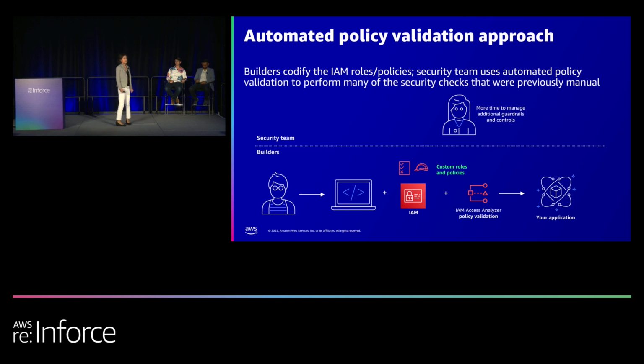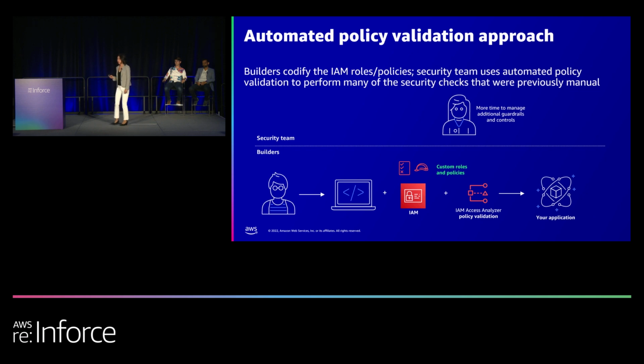In this final approach, the entire development lifecycle is automated. The security team no longer needs to review and approve every single IAM policy. The goal here is to codify the security knowledge so that things can be automated. So in this case, we use policy validation with IAM Access Analyzer. Today, policy validation has over 100 checks, and we continue adding new checks over time. If you have a use case that is not covered by policy validation today, come talk to us after the presentation.